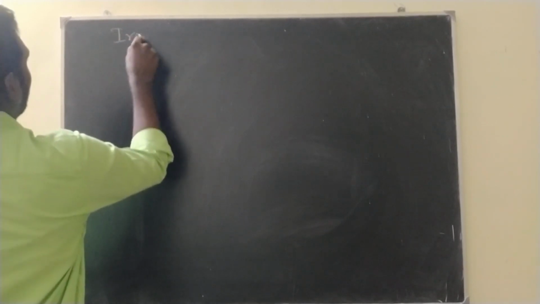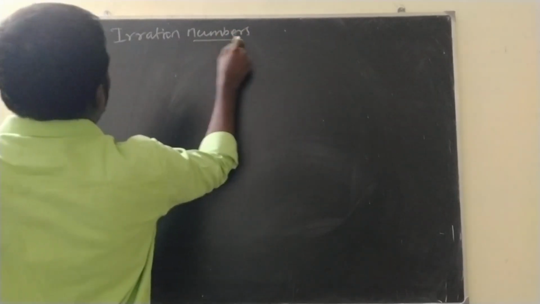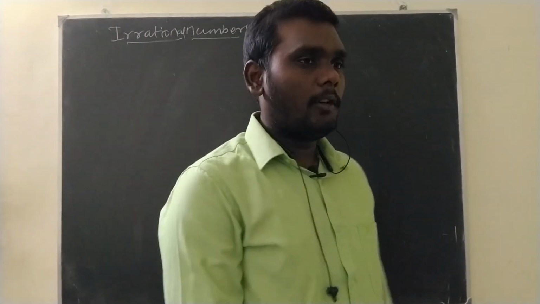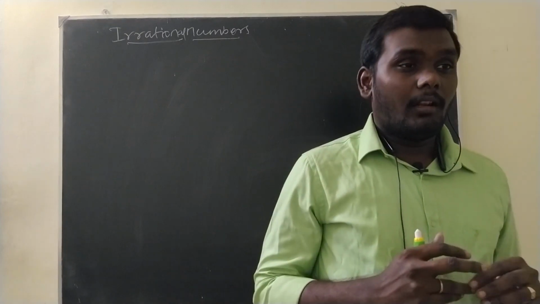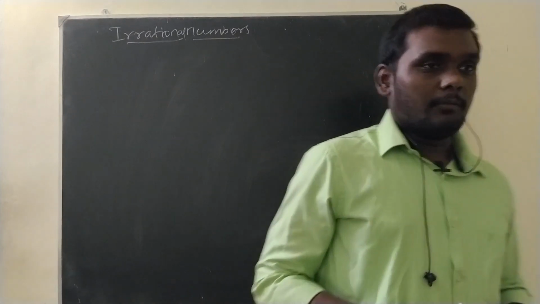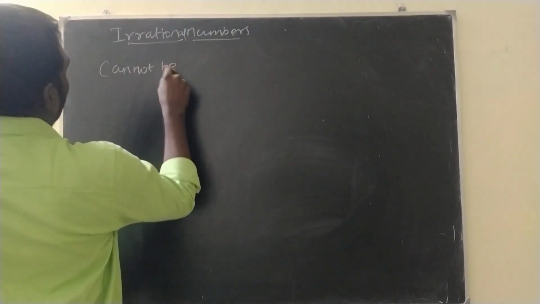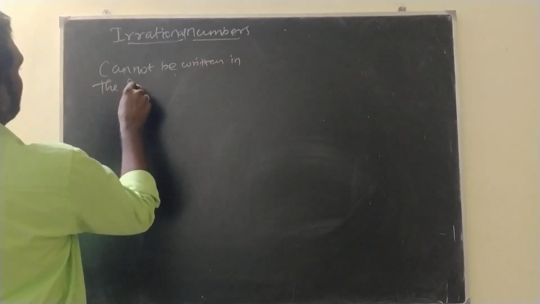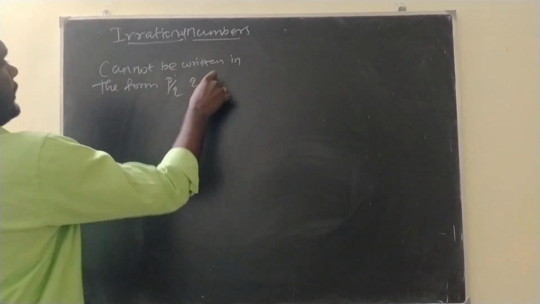Irrational numbers. What is an irrational number? A number which is not rational is called an irrational number, which means it cannot be written in the form p by q, where q is not equal to 0.